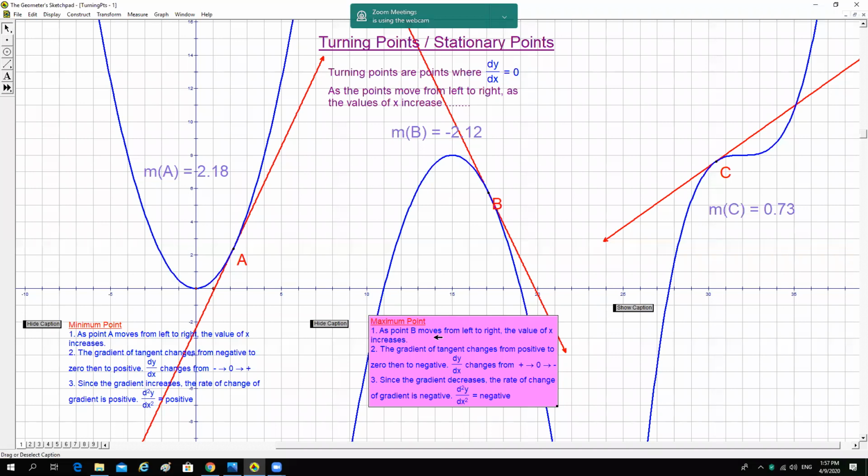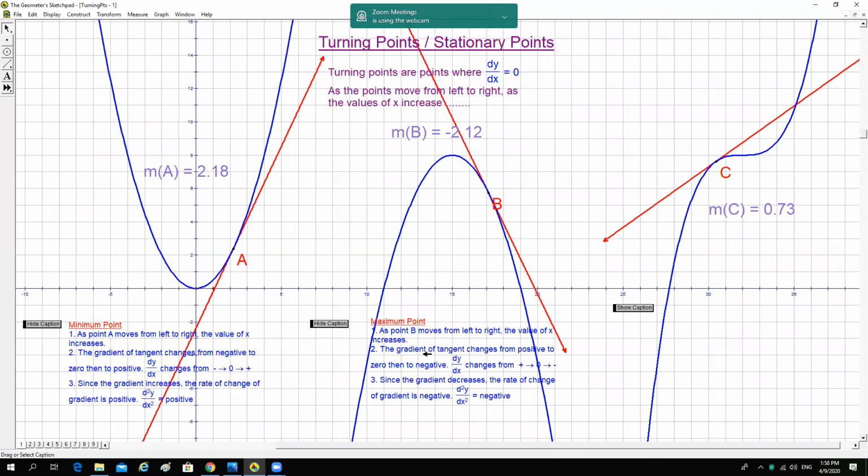Now as the point B moves from left to right, the value of x increases. So there are two ways of saying it: B moves from left to right. The meaning of moving from left to right means the value of x increases. This is our x-axis. If you move from left to right, that means the value of x is increasing. You can actually see it from the graph.